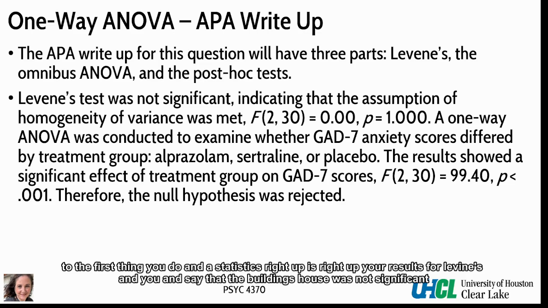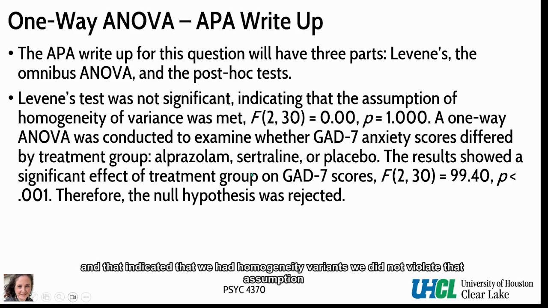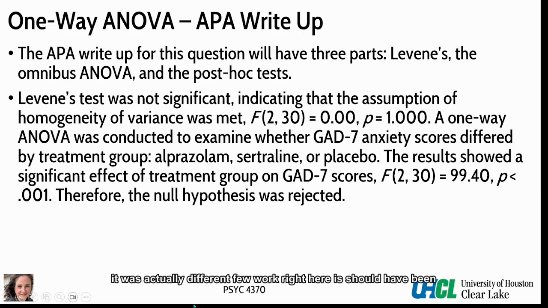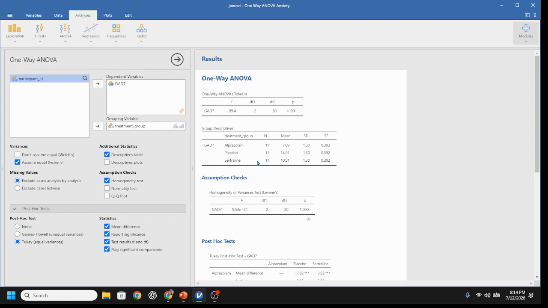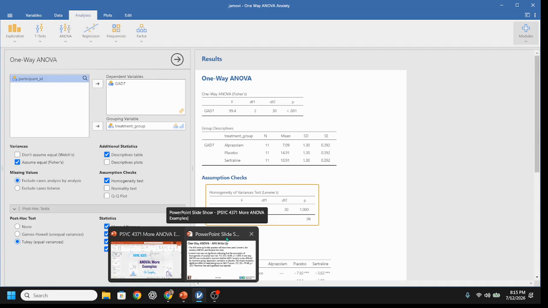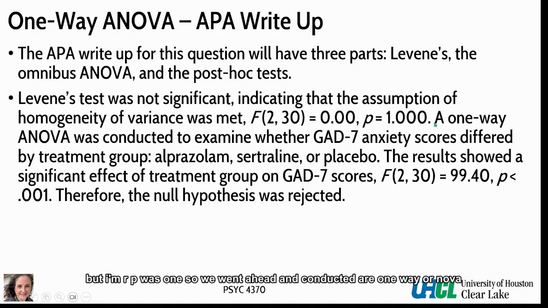So the first thing you would do in a statistics write-up is write up your results for Levene's, and you would say that the Levene's test was not significant, and that indicated that we had homogeneity of variance. We did not violate that assumption. And you report that by saying F of 2 and 30 is equal to 0. It was actually different. If you look right here, it should have been right there. Somehow that number got converted, but that's the number that should be in these results right here. But our p was 1, so we went ahead and conducted our one-way ANOVA.